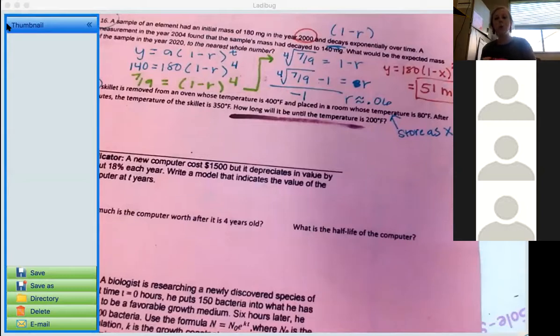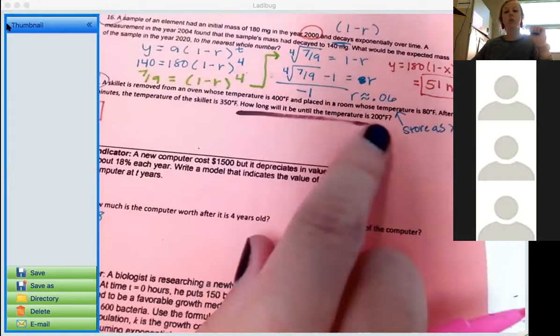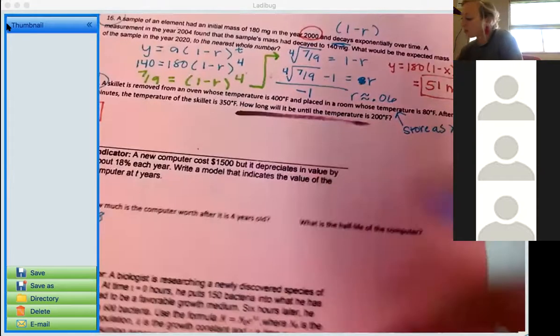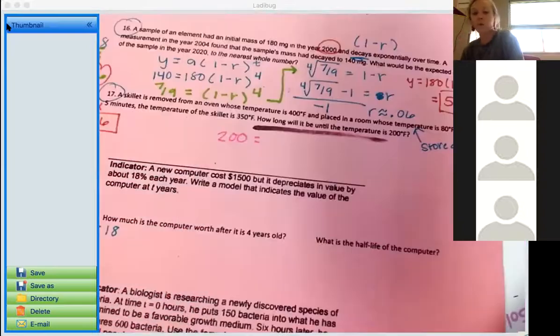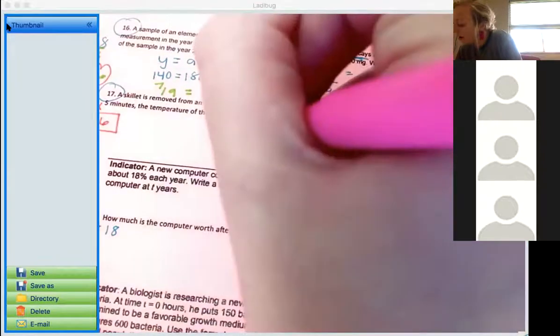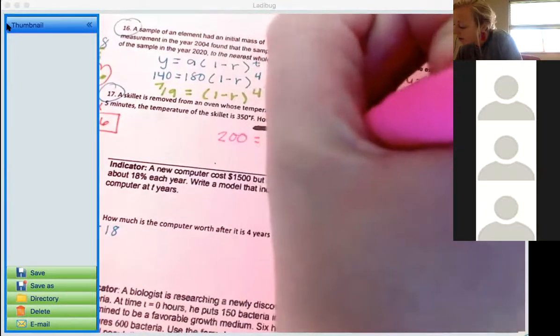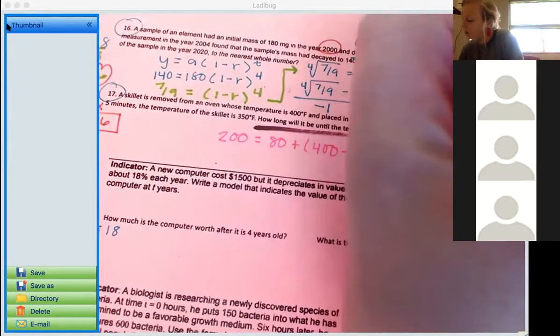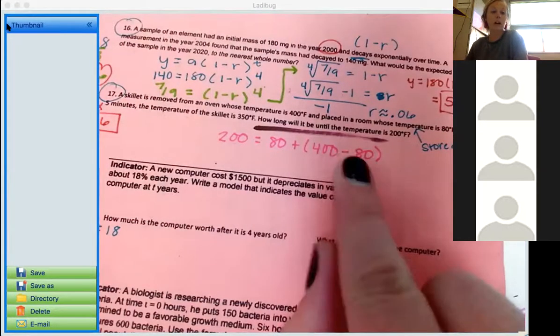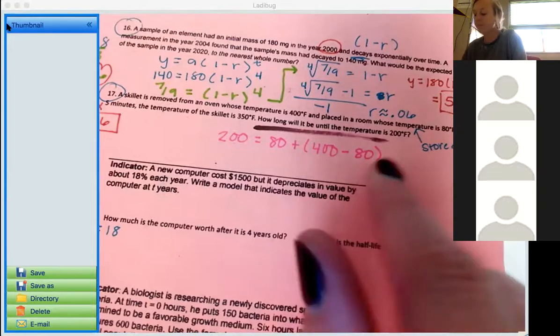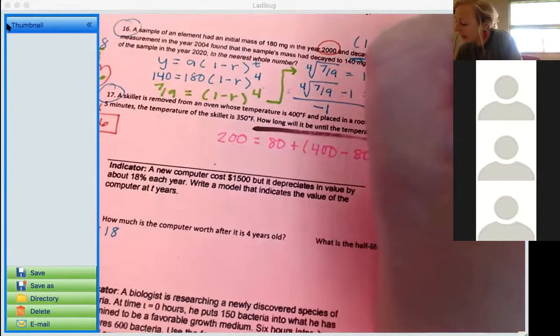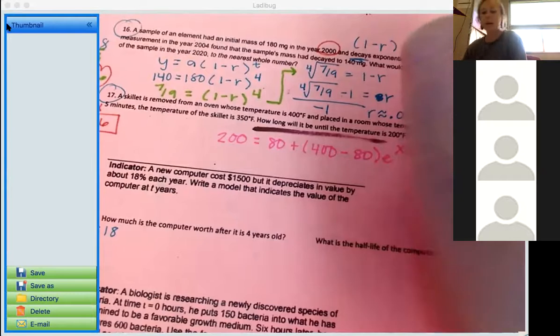The question says, how long will it be until the temperature is 200 degrees? So we're going to use that same equation, but now we're just going to find out the time. How long do I need to let that skillet cool so that it reaches 200 degrees? I'm using my same formula I did on my whiteboard. We started out at 80. The initial temperature of the skillet was 400 and it's cooling. So the temperature is going down to 80 degrees because that's the temperature of the room. We know our rate is X now and we don't know the time. So that's what we're going to solve for.